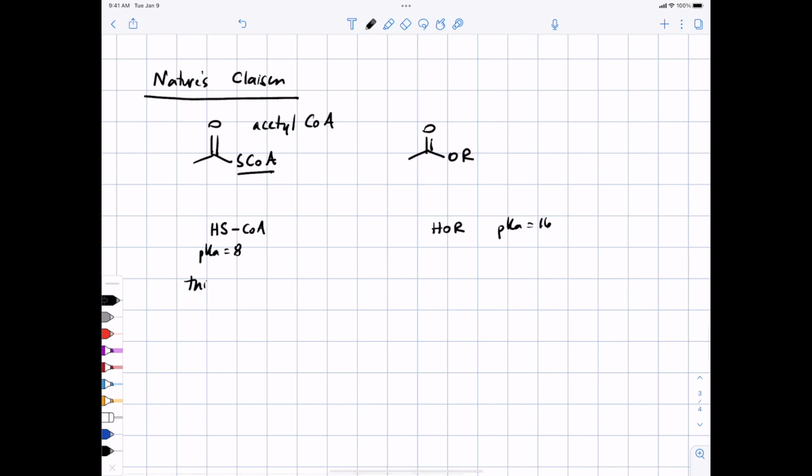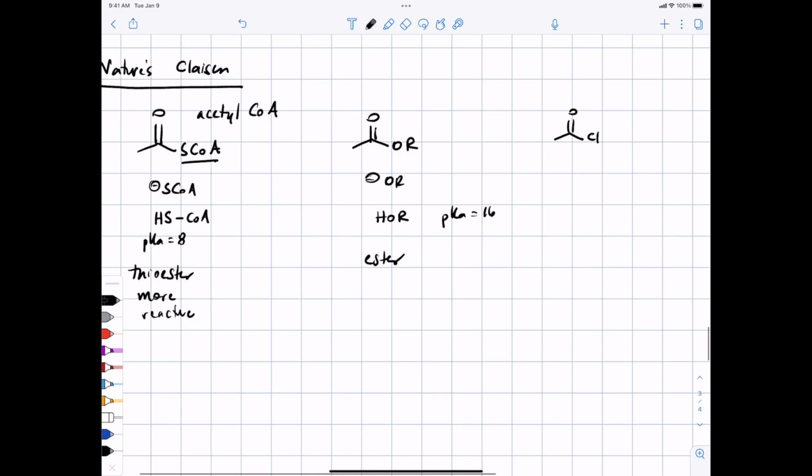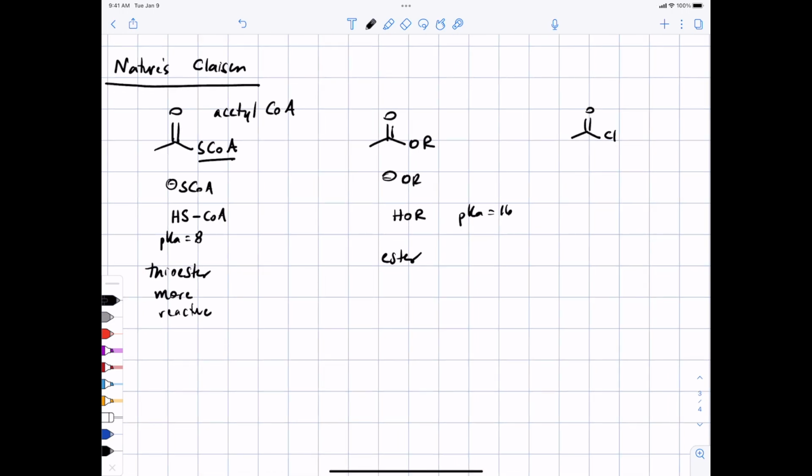This molecule is a thioester. This molecule is an ester. Based on leaving group ability, the pKa of the conjugate acid of the leaving group sort of tells you about leaving group ability. Thioesters are more reactive than esters. They're not as reactive as acid chlorides, which we could draw here. Nature doesn't use acid chlorides because they're too reactive. So thioesters are a great compromise. They're stable in water, which is great because biology happens in water, but they're a bit more reactive than esters.